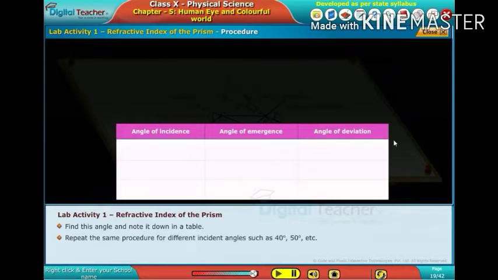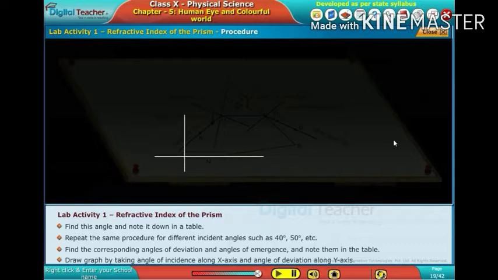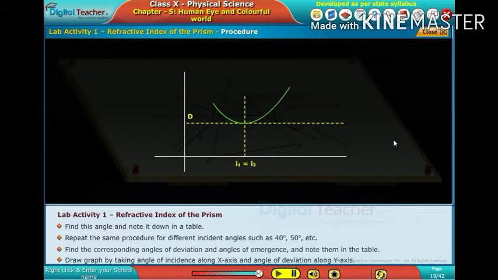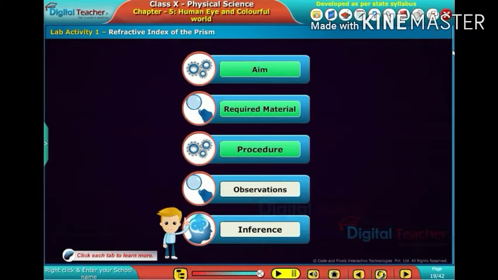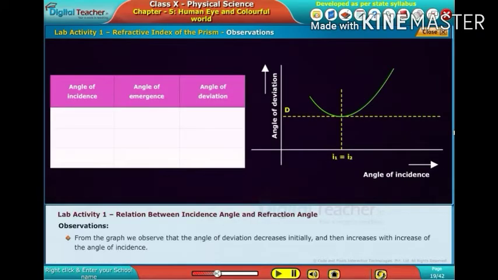Repeat the same procedure for different incident angles such as 40 degrees, 50 degrees, etc. Find the corresponding angles of deviation and angles of emergence and note them in the table. Draw a graph by taking angle of incidence along the x-axis and angle of deviation along the y-axis. From the graph, we observe that the angle of deviation decreases initially and then increases with increase of the angle of incidence.